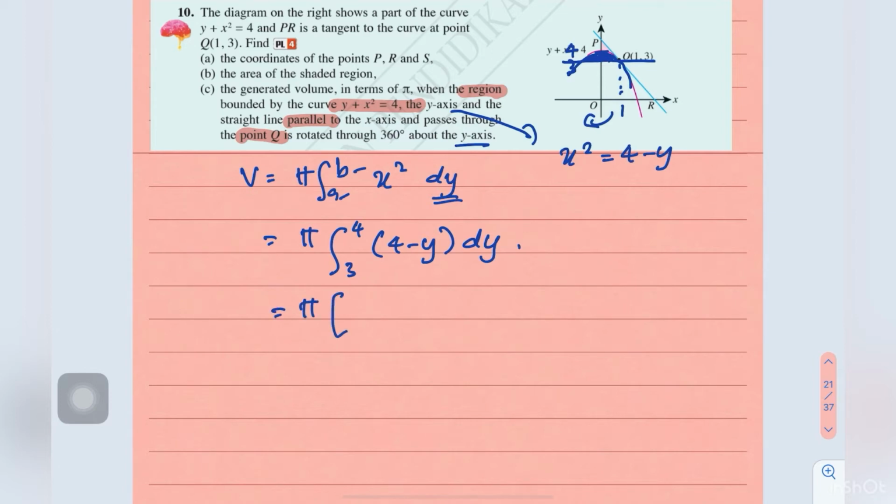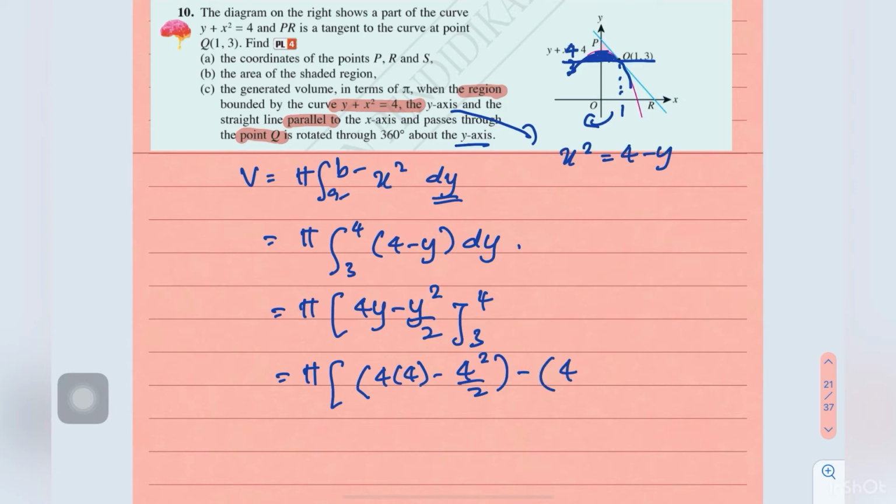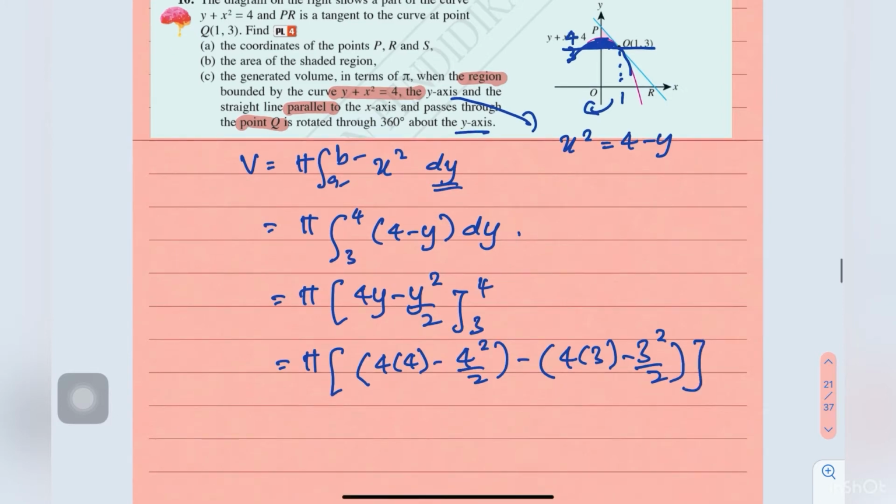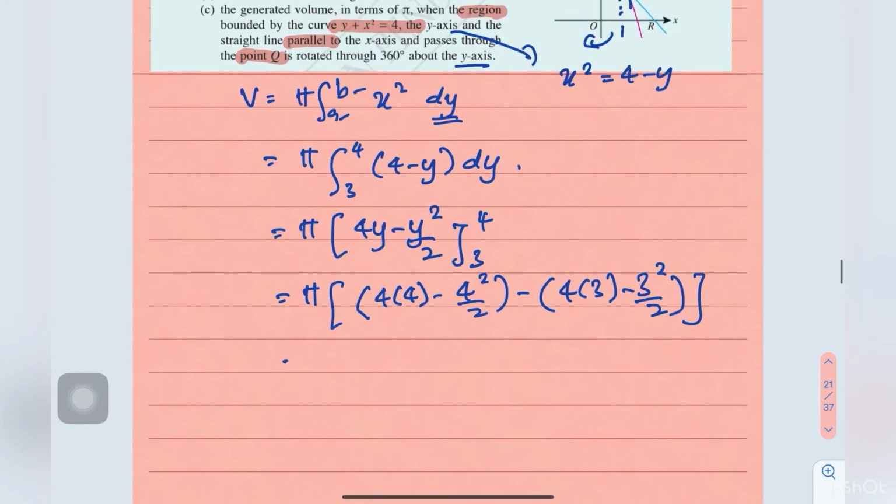Okay, so this one we integrate. We get 4y minus y squared over 2, from 3 to 4. Substitute: 4 times 4 minus 4 squared over 2, minus 4 times 3 minus 3 squared over 2. So the final answer will be 1 over 2 pi unit cube.